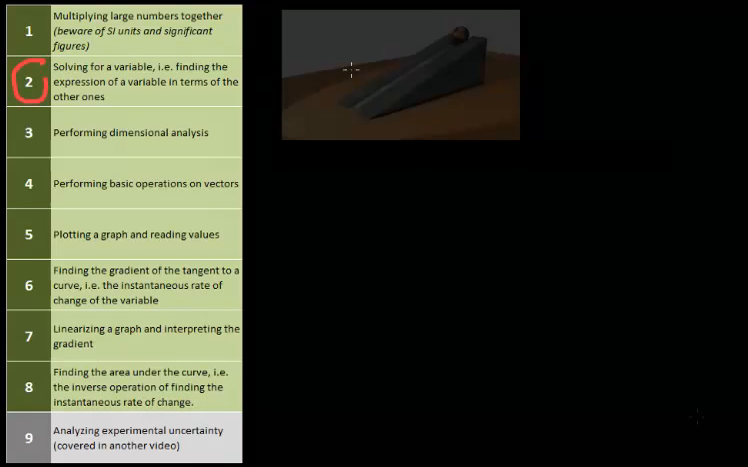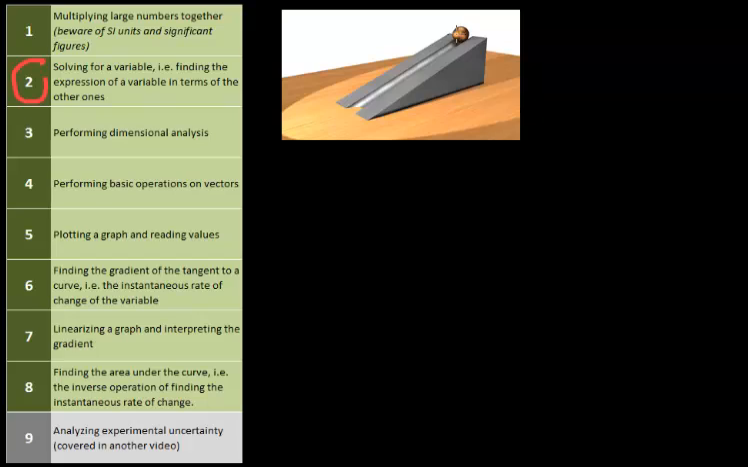We want to learn how to solve for a variable, and let's look at a practical problem to illustrate how we use this math skill. I have a ball rolling down a plane, and the goal is to predict the time that it's going to take to reach the ground, knowing that the length of the plane is 1.5 meters and its angle of inclination is 20 degrees. So how do I solve this problem?